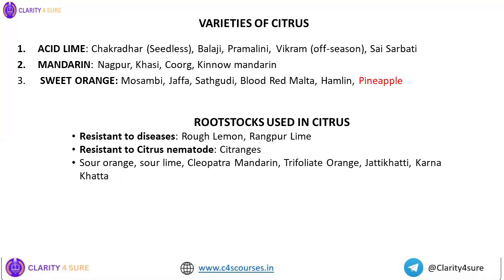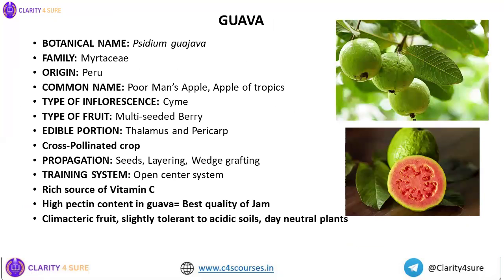Then your answer should be sweet orange or citrus, right? Okay. Our next crop is guava, that is Psidium guajava, originated in Peru. It is commonly known as poor man's apple. Now, guava is actually a tropical fruit which can be very suitably grown in the subtropical regions.